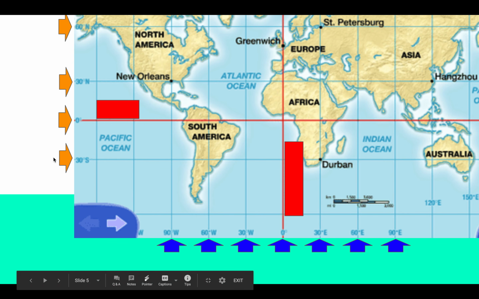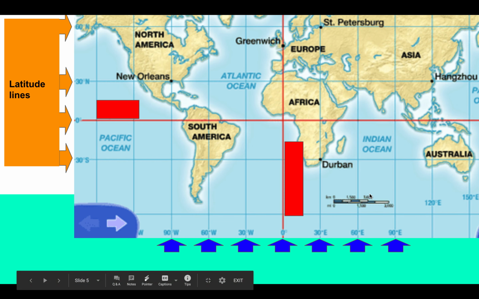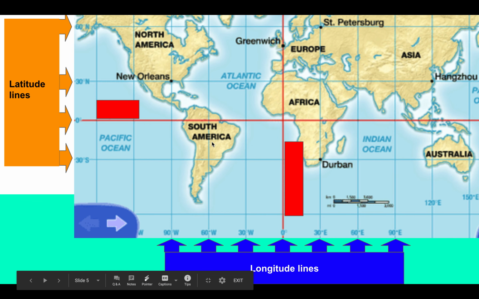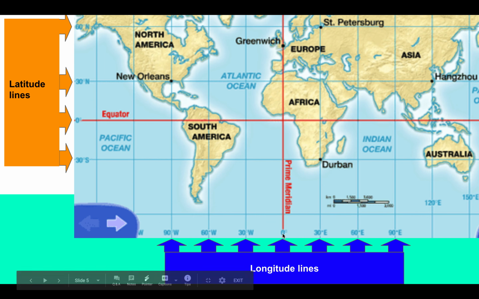Okay, welcome back. You should have noticed that these horizontal lines are called latitude lines. They move around the Earth. These vertical lines are called longitude lines. This big red horizontal line is the equator, and it divides the Earth in half horizontally. And here in the middle of the map, you see this long red line. This is called the prime meridian. Prime meridian is at 0 degrees. The equator is also at 0 degrees.